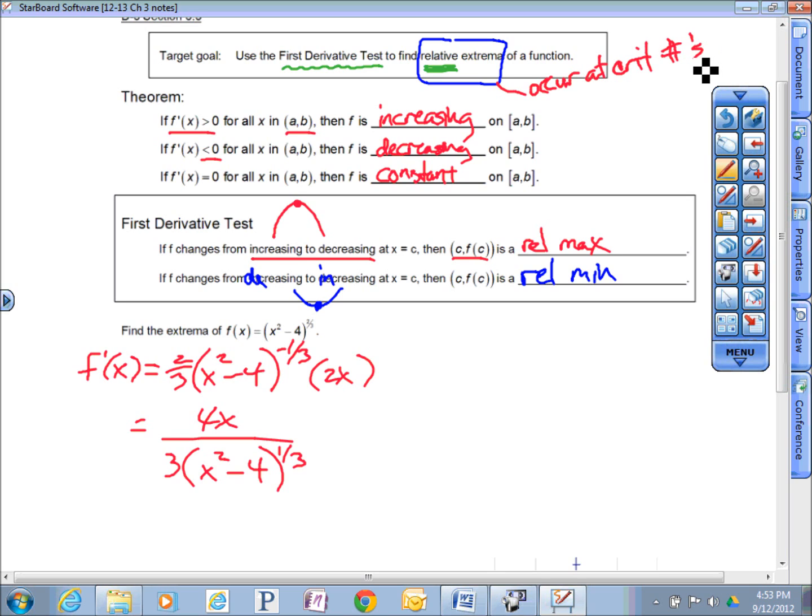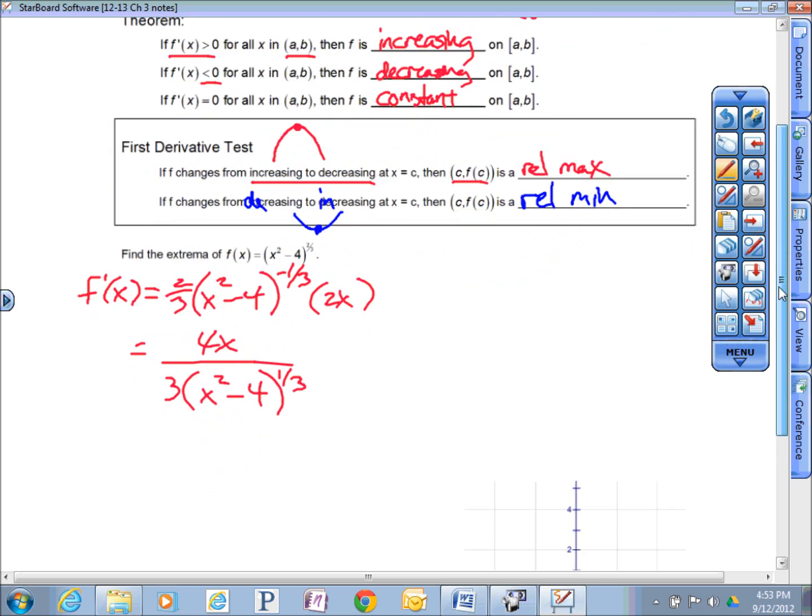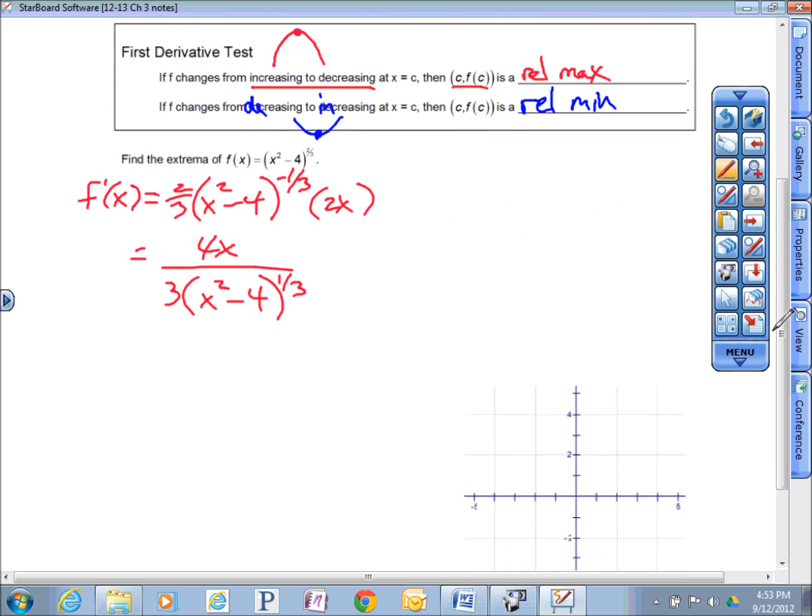How do you find critical numbers? You set your derivative equal to 0, or you find where it's undefined. So we're going to do exactly that. So we're looking for our critical values. I would have horizontal tangents in this problem at 4x equals 0, or at x equals 0.